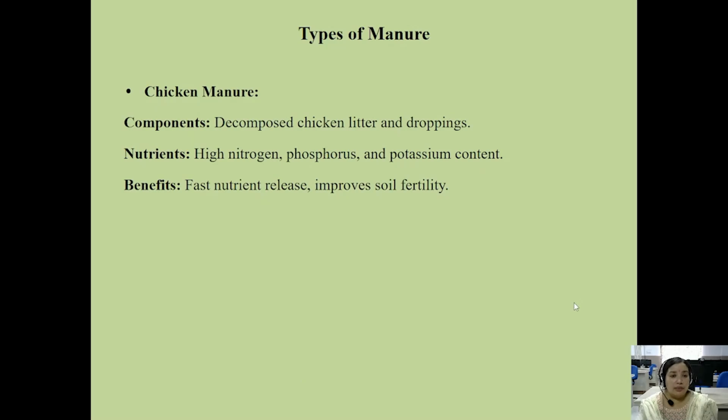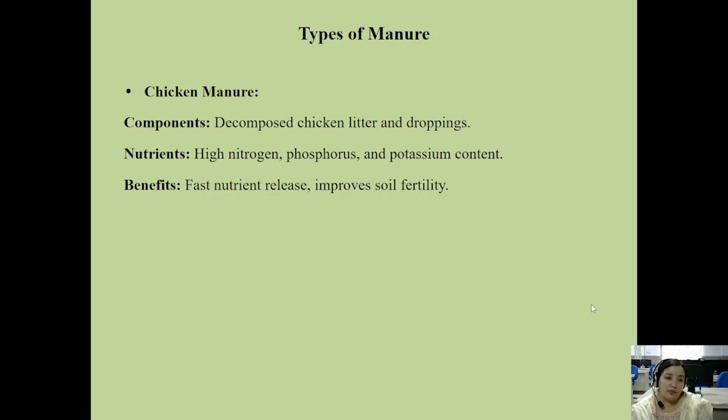Then chicken manure is here. The components are decomposed chicken droppings. Nutrients are high nitrogen, phosphorus, potassium content, and the benefits are fast nutrient release and improved fertility of your soil. So these are the chicken manure.